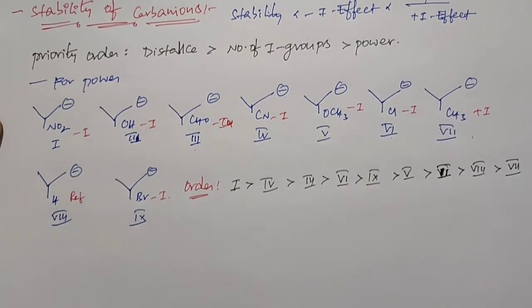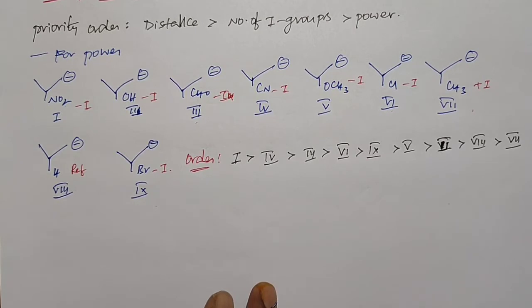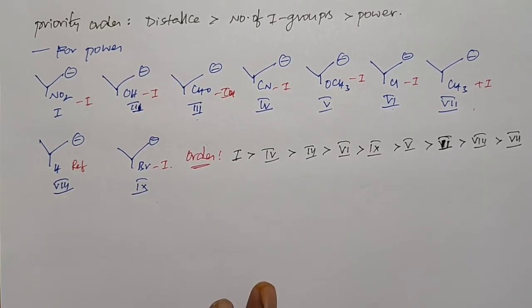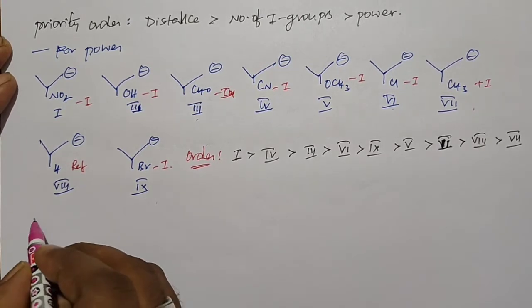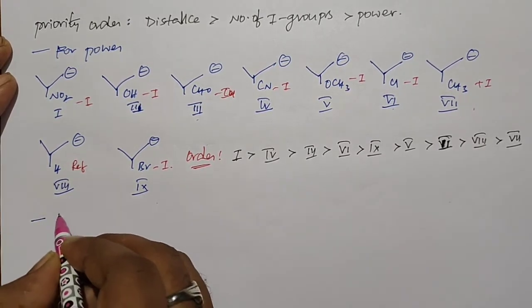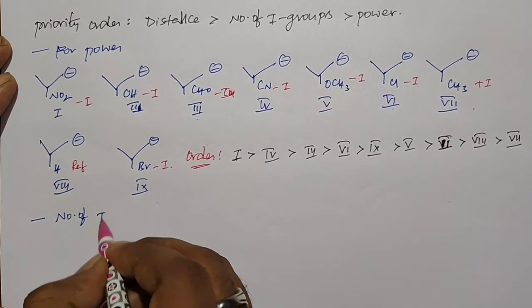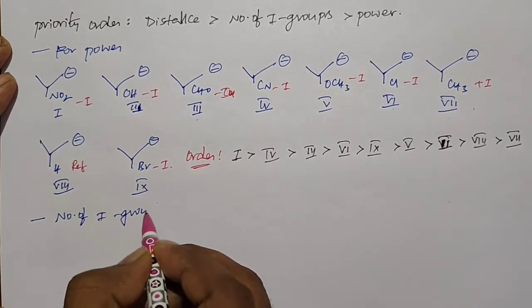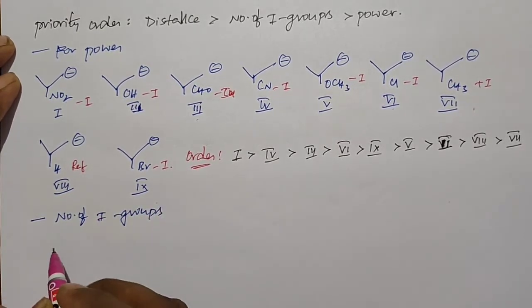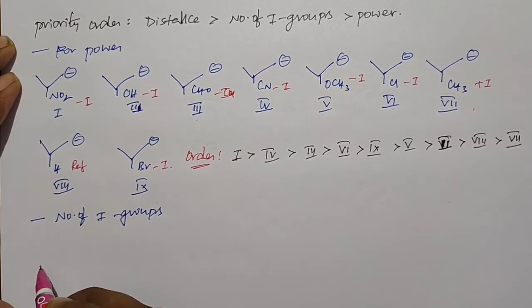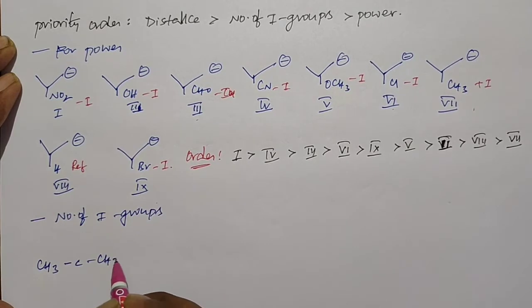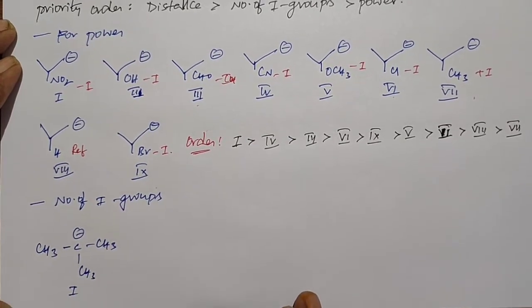Next example, see carefully. The next example is based on the number of I groups. For this, I give one example: CH3, C, CH3, CH3 minus. This is structure 1.